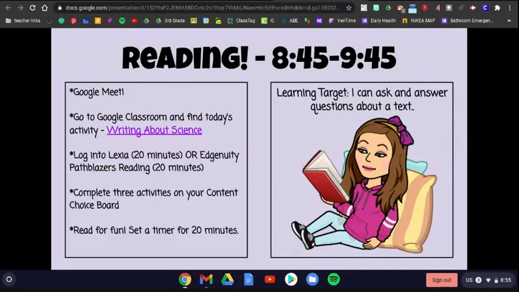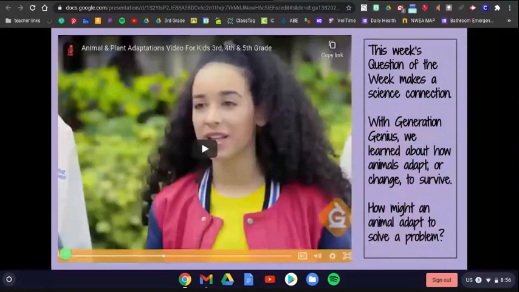It is Wednesday, I think. I think it's Wednesday this time, November the 18th, and this is reading. We are talking about writing connections to reading and to science today. Our question of the week for reading was, how might an animal adapt or change to solve a problem? So that makes a really cool science connection.